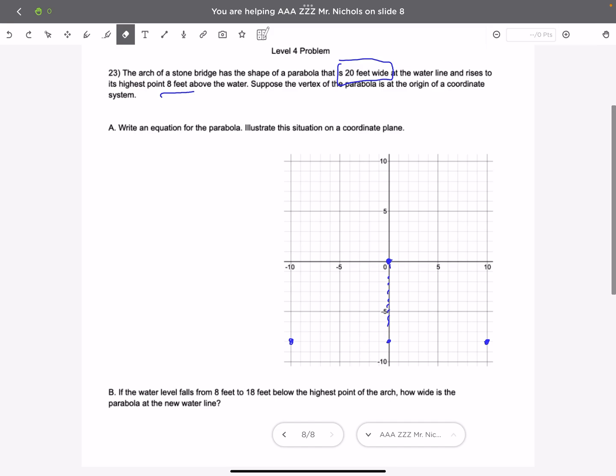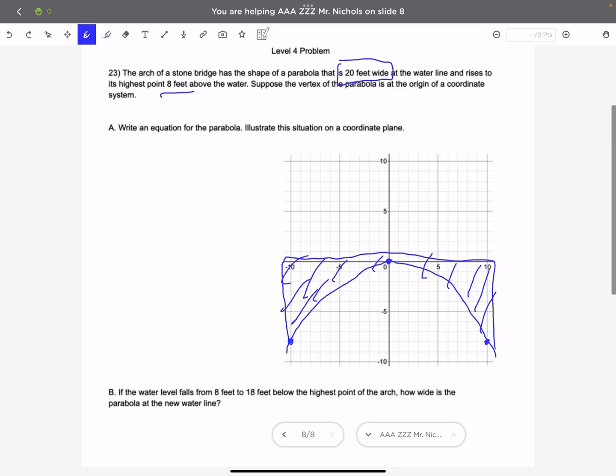All right, and I can erase this. All right, and so then we have a parabola that kind of looks like this. And if you imagine, this is kind of like our bridge, if you will. All right, and the water's flowing underneath. So write an equation for this parabola.